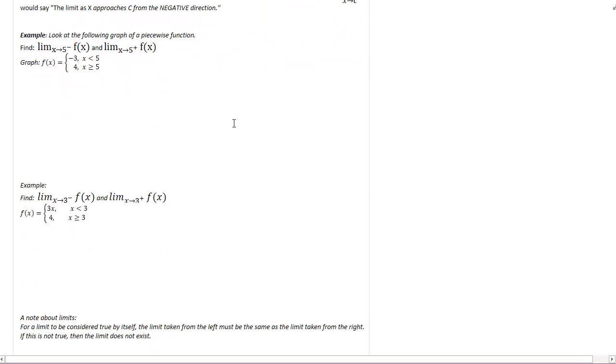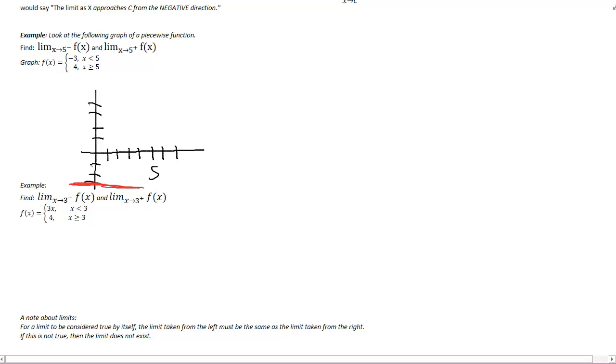Okay, so now we're going to look at a piecewise function, which is basically what I was just talking about. Find the limit as x approaches 5 from the negative direction and from the positive direction of f of x. So let's start by graphing. We have our graph, we have our values. So here's 5. And when x is less than 5, our y value is equal to -3. So we can just draw this in here.